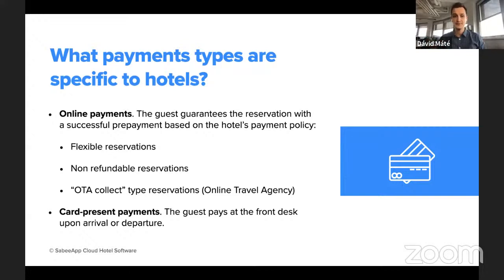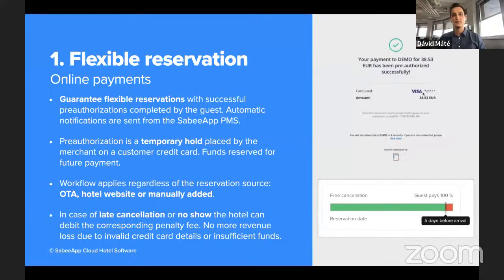As for card present payments, this happens when the guest is on site, stands in front of the front desk, and hands over the card for the front desk team to make the charge and print the invoice. So I just want to take a look at these types of transactions, on how these can work through SabeeApp and through our payment partner, MyPOS. First up, from the online payments, we have the flexible type reservation.